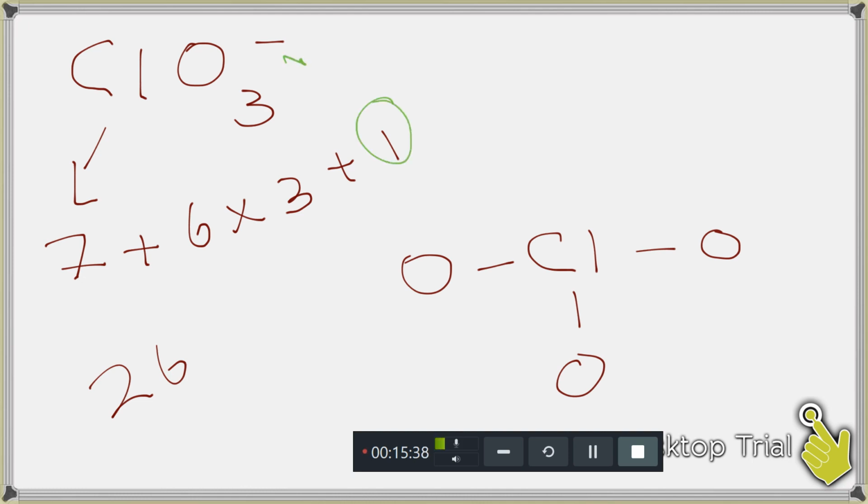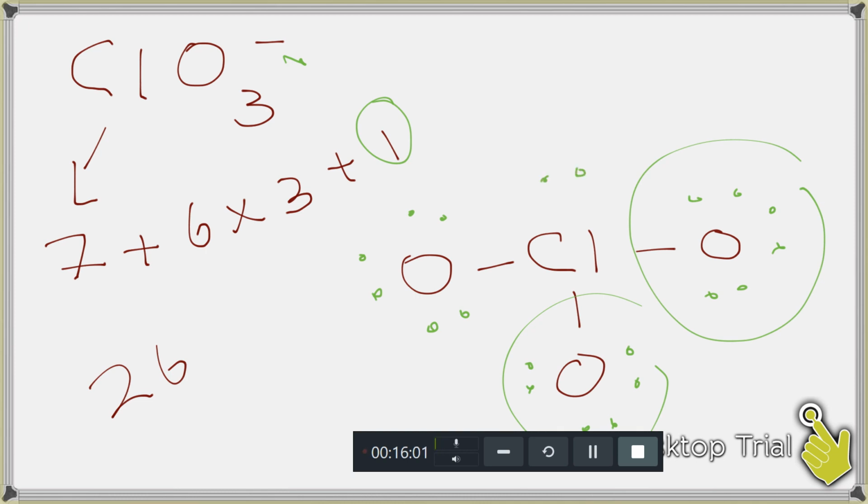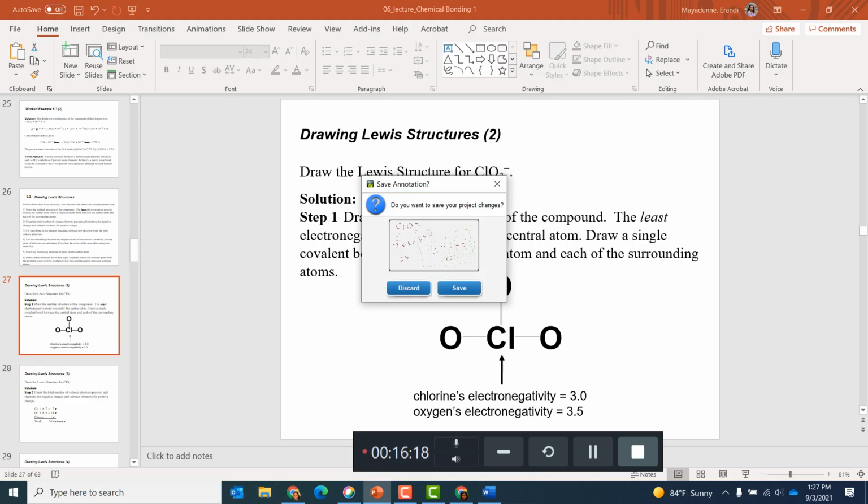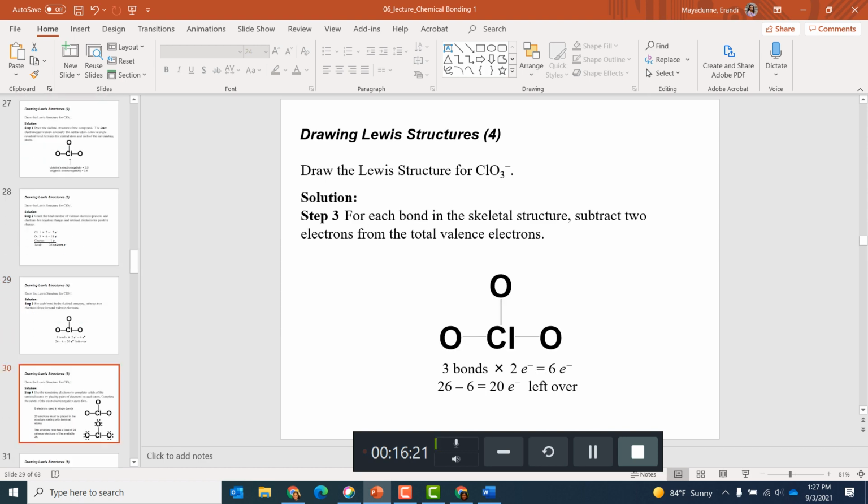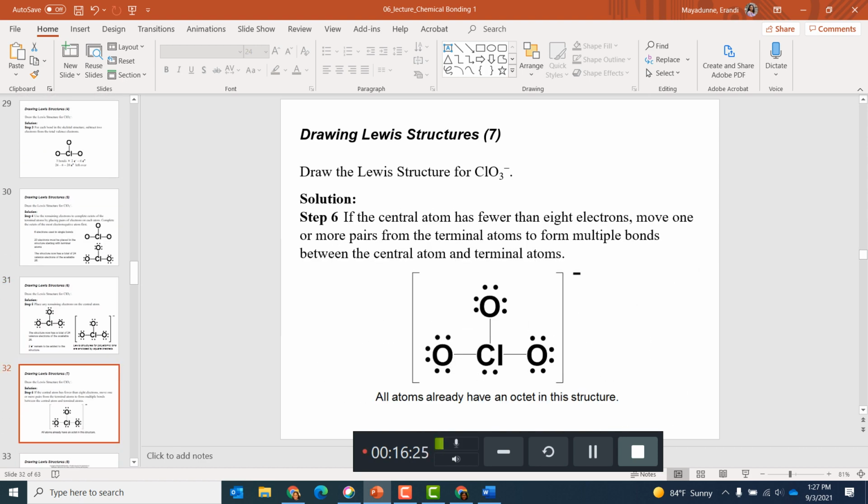And then I distribute my 26 valence electrons: 1, 2, 3, 4, 5, 6. This bond takes 2 electrons. So 8, 9, 10, 11, 12, 13, 14, 15, 16. Now I have 24 electrons used, because this comes to 8, 8, 8, and then I have 2 more, I put them here. Now I look back at the center atom. The center atom also has 8 electrons, so my structure is good. Because it's an ion, I put parentheses and the negative charge. So this is how I write the chlorate Lewis structure. This shows you in detail how to draw it, step by step.